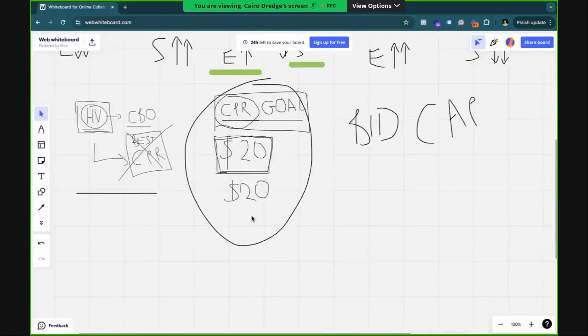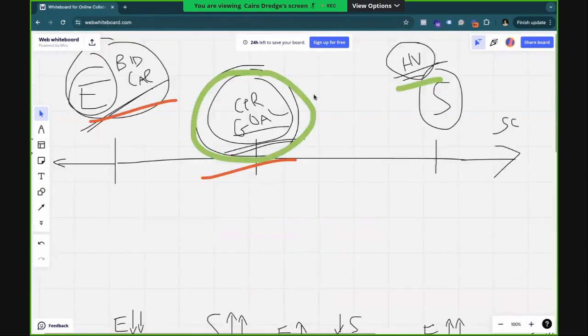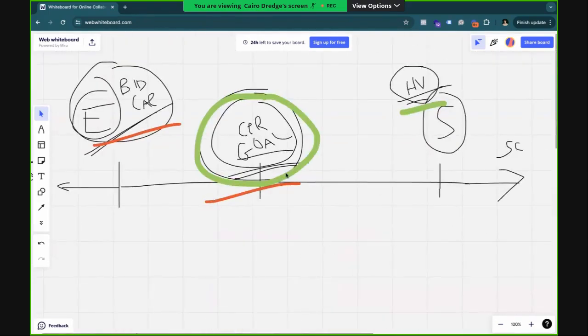Now, the thing with CPR goal is it's not quite a happy medium, as we've discussed here. It's slightly left of center, but what you will find is that if you go straight from highest volume to bid cap, you perhaps don't learn as much as you would going from highest volume to cost per result goal, and then you can try some bid cap stuff.